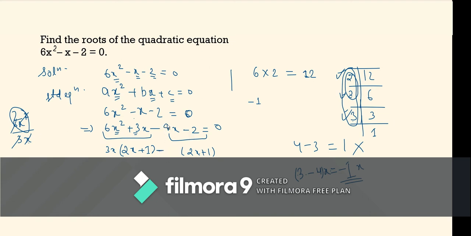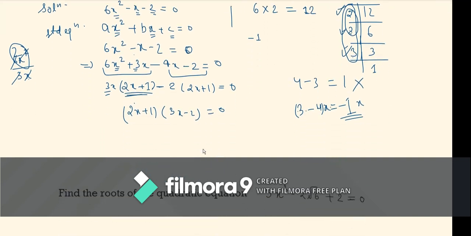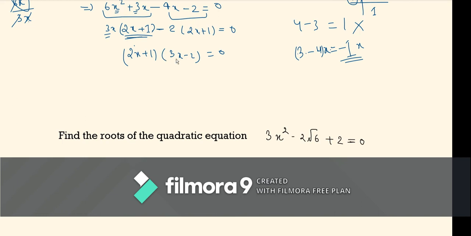Now to make 4x as 2x, you have to take 2 as common, so take 2 common now, and minus 2 is already become common. Okay, now take again common, 2x plus 1. 2x plus 1 is common. What left here? 3x minus 2. So 3x minus 2 is equal to 0. Are you understanding? This is quite easy, and again you have to do the same thing, either this term 0 or this term will 0. So let's do it. 2x plus 1 is equal to 0, or 3x minus 2 is equal to 0.